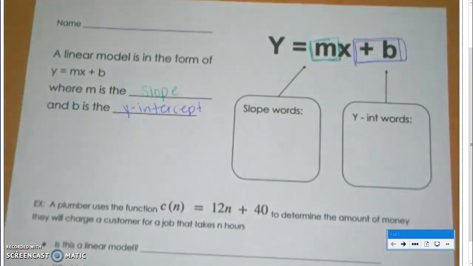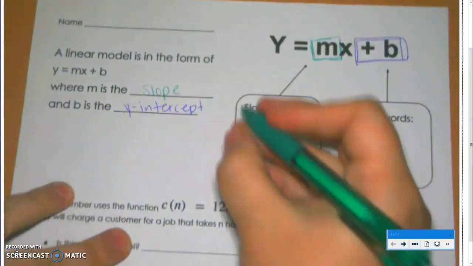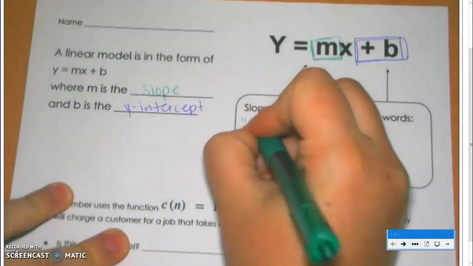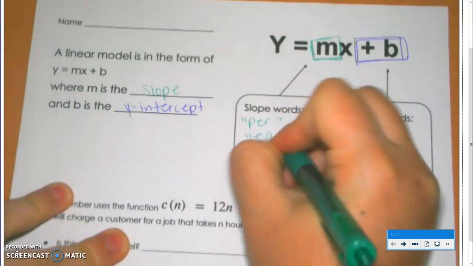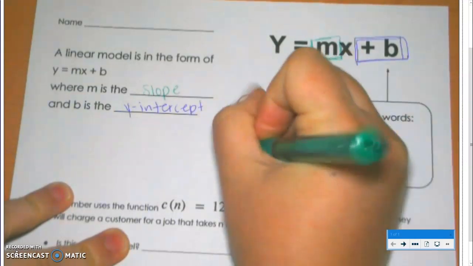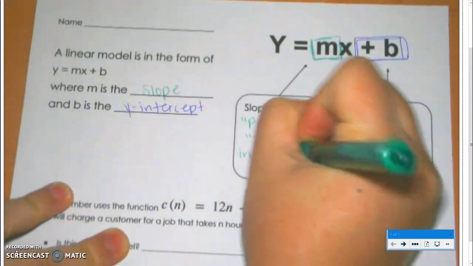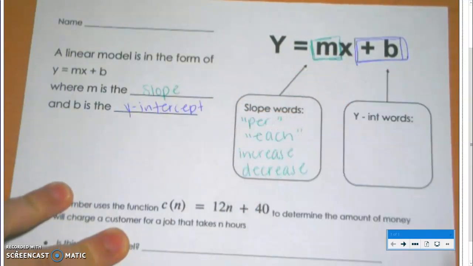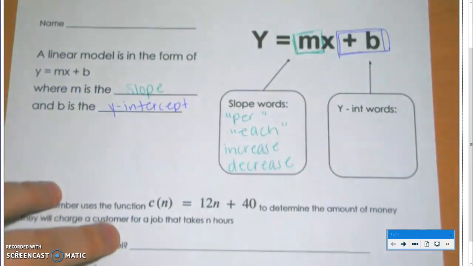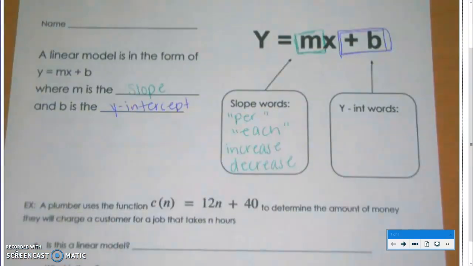Words that mean the same thing as slope are if you see "per" or "each," what it's increasing or decreasing by. Basically, the slope is the change. It's what you're going to be adding each time or subtracting each time.